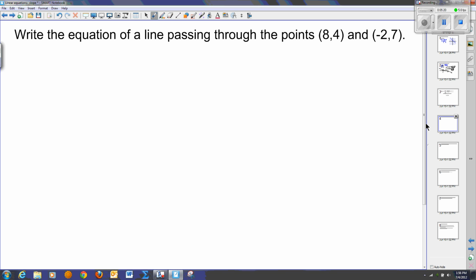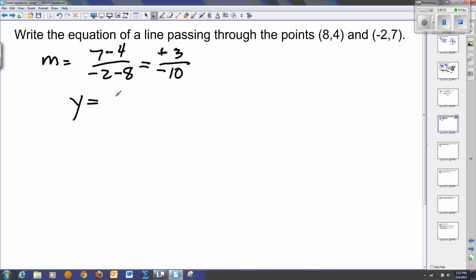So using that, we're going to write the equation of a line passing through the given points. If we want to do this, we're first going to have to find our slope. m is equal to the change in y's over the change in x's. So I'm going to take 7 minus 4 and put that over negative 2 minus 8. Gives me a negative 3 on top, or actually that's a positive 3. And on the bottom I get a negative 10. So now I have y equals negative 3/10 x plus b.